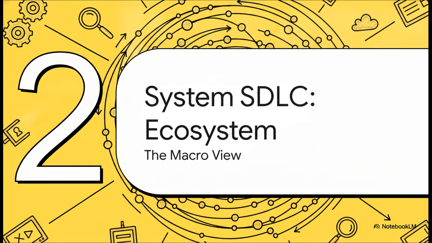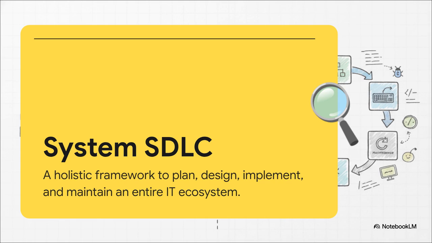Okay, moving to Section 2, System SDLC, the macro ecosystem. Let's pull all the way back. The system development lifecycle is a really broad, high-level framework. You have to remember, a system isn't just a piece of code. It's a whole ecosystem. We're talking about procuring physical hardware, servers, routers, the whole shebang, establishing business workflows, managing the data, and crucially, training the actual human users and administrators who will interact with it. Ultimately, it's designed to solve broad organizational problems.